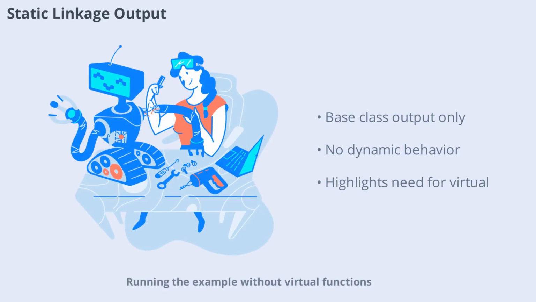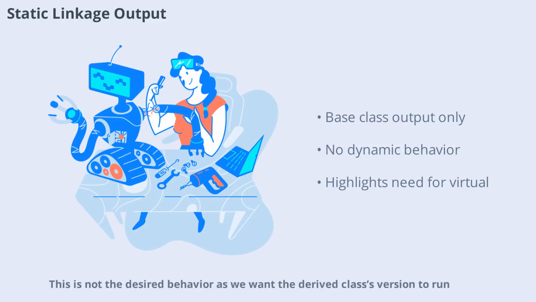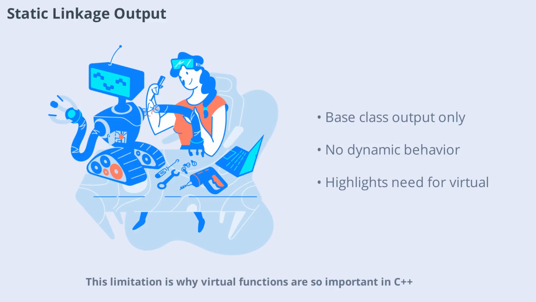Running the example without virtual functions, you'll notice that the base class's getArea function is called for both square and rectangle objects. This is not the desired behavior, as we want the derived class's version to run. This limitation is why virtual functions are so important in C++.